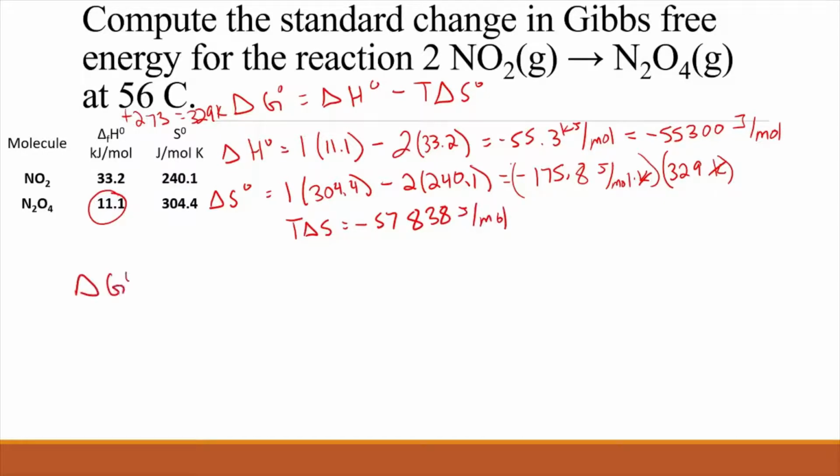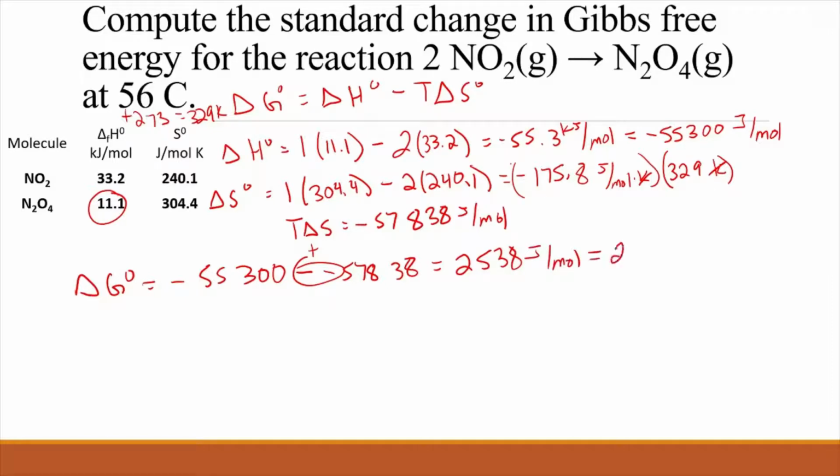So then delta G is equal to negative 55,300. That's delta H, minus negative 57,838. And so this gives us 2,538 joules per mole. And the answer they want is in kilojoules per mole, so this is 2.538 kilojoules per mole. So this was a nice delta G equals delta H minus T delta S problem.